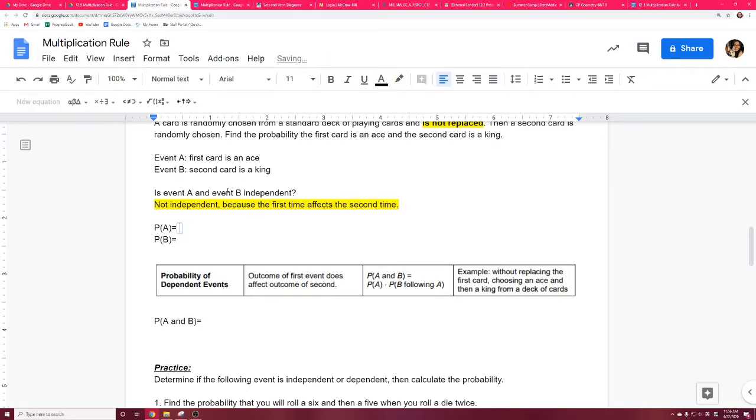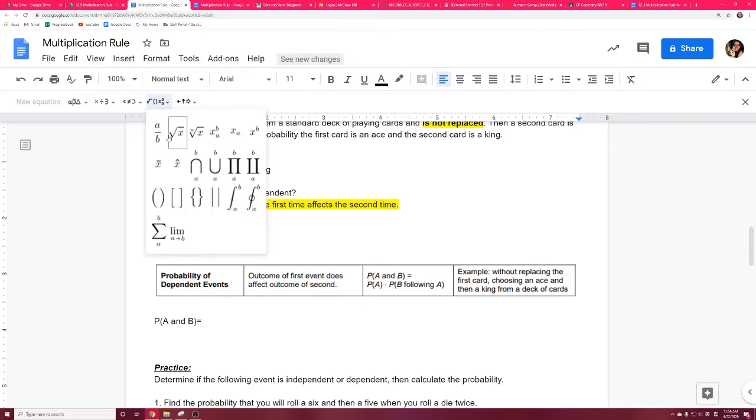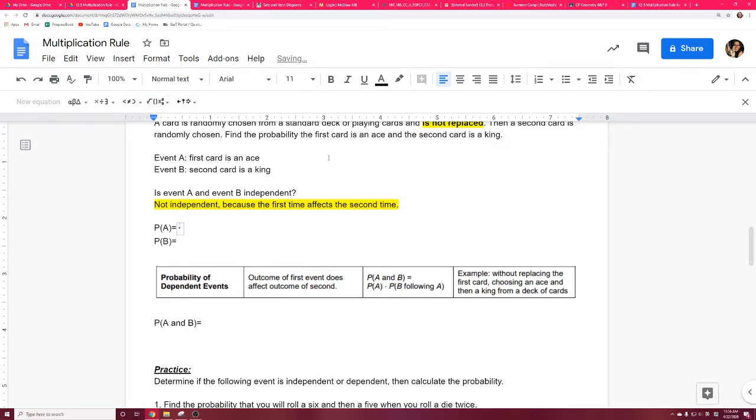Probability of A, the first card is an ace. So again, we need to use a fraction: on the top is our desired outcome, which is to find an ace. There are 4 aces in a deck of cards, so on the top will be 4. On the bottom, again, the total number of cards, 52. And this one is exactly the same as our last question, 1 over 13.